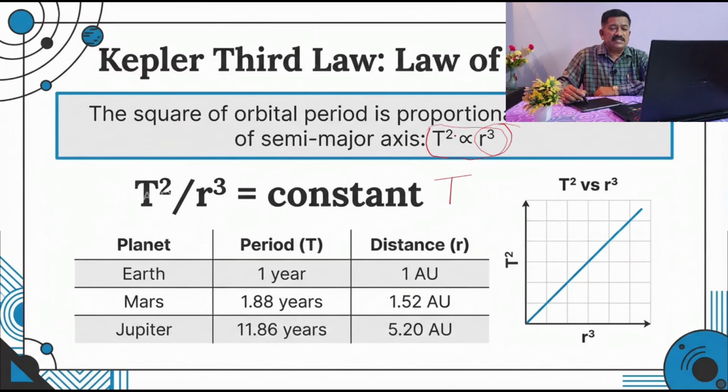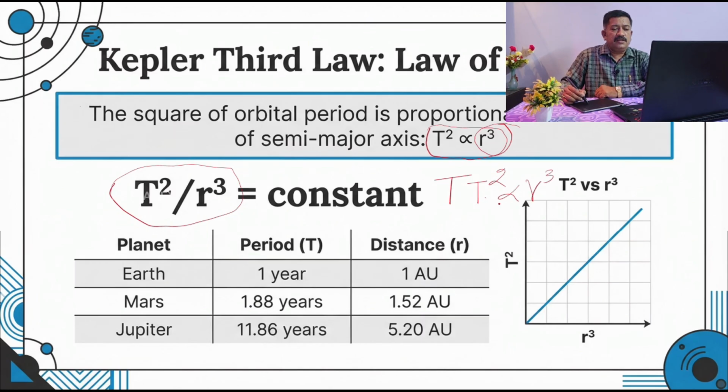of the semi-major axis. In some places they have instructed that it is the average distance between sun and planet, which represents the average of the semi-major and semi-minor axis. So in some books they are referred to like that. As per the formula, T square by R cube equals a constant, because T square is proportional to R cube, and here we have to introduce a constant.